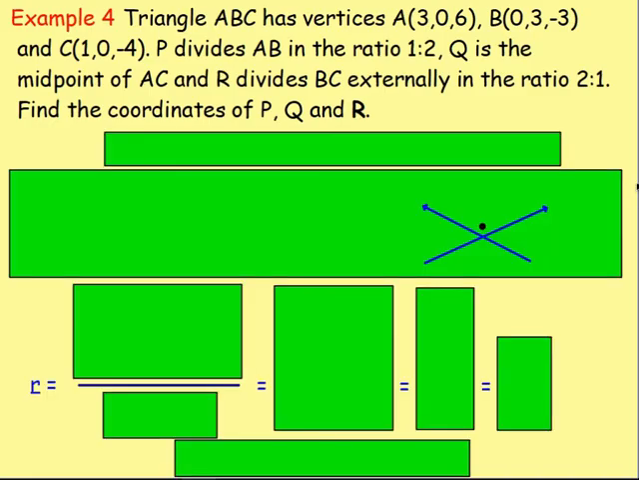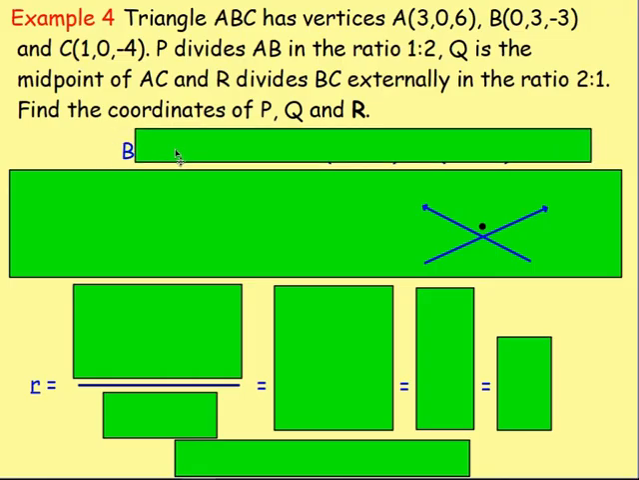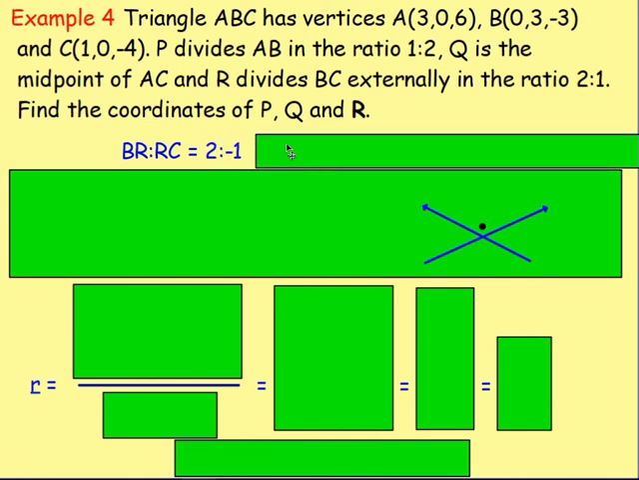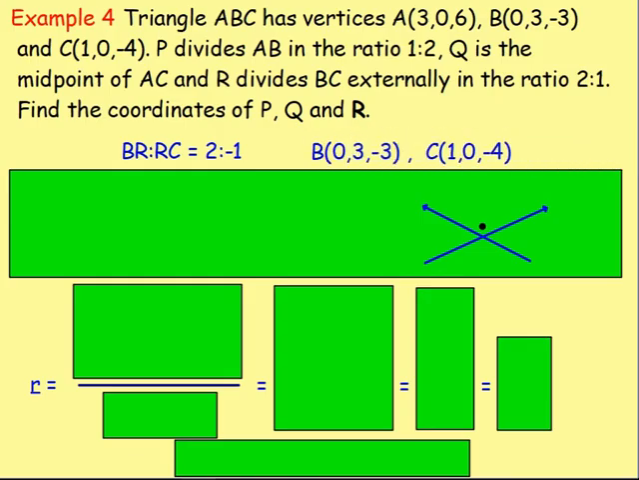R. Find the coordinates of R. Well, what are we told about R? Well, we're told R divides BC externally in the ratio 2 to 1. So here, because it's external, we know that one of the numbers will have to be a negative. So we can say then that BR to RC is going to be, put the negative with either of the numbers, doesn't matter which one, normally just put it with the smaller of the two, and so you would have 2 to negative 1.